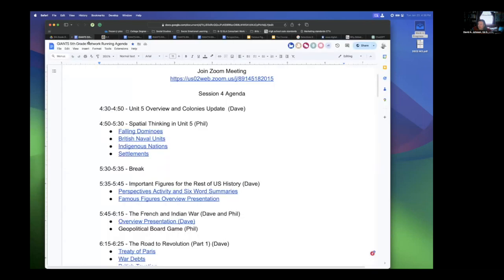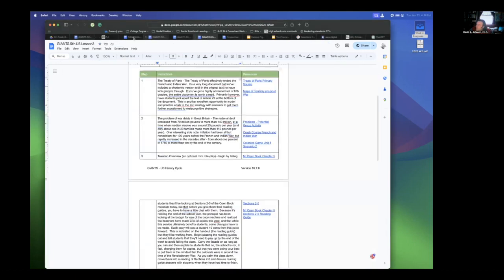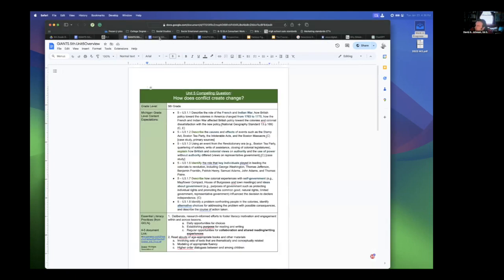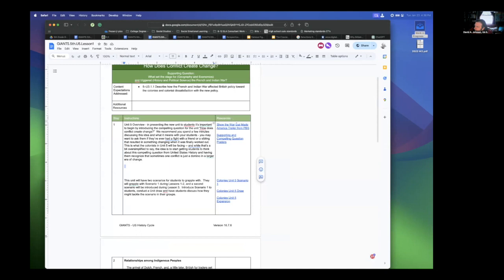To kick us off tonight, I'm going to start by sharing with you the basic overview using, where'd it go? I have too many tabs open. I'm feeling like I work for the Department of Ed right now.